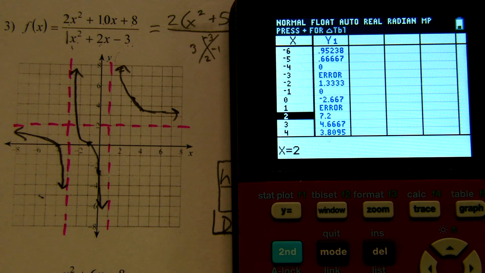So we've got the points of discontinuity. We did the domain. We did the graph. We know there's no holes. And we got the asymptotes all taken care of. So that's it.